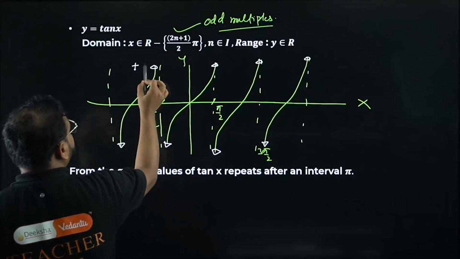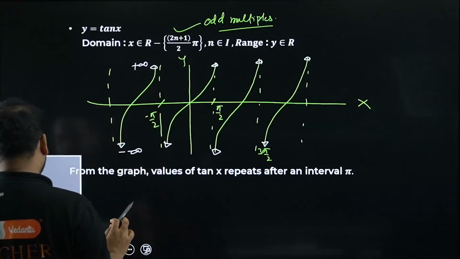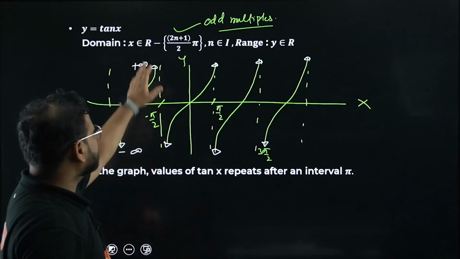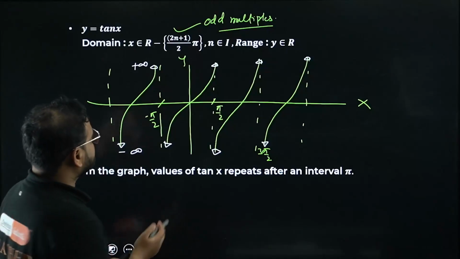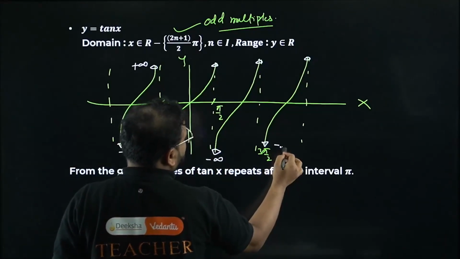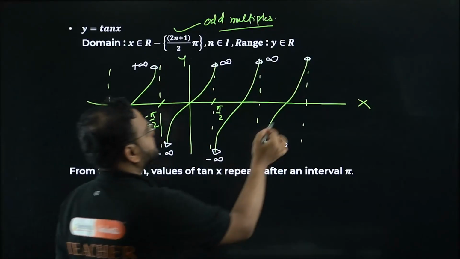So I can write here plus infinity, over here we have minus infinity, of course. Minus infinity over here. Got it? So plus and minus infinity. This also is minus infinity, of course. This is also minus infinity, and this is plus infinity, all the points. I hope this is clear.